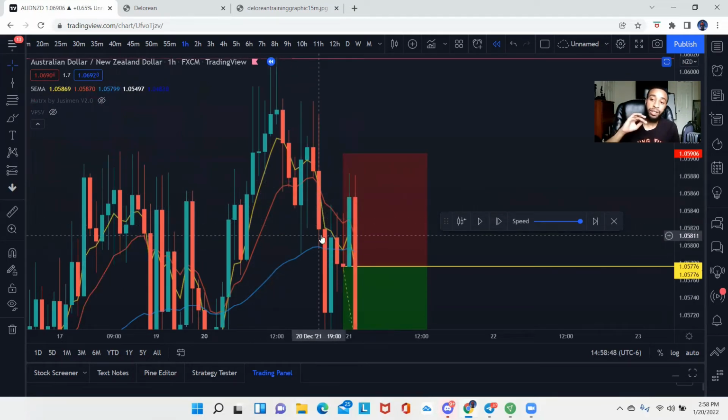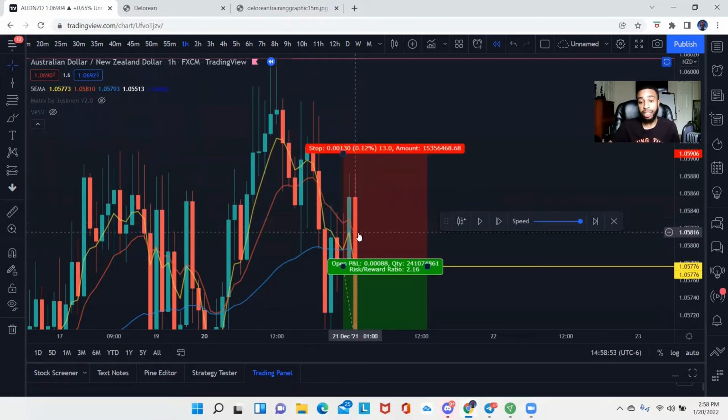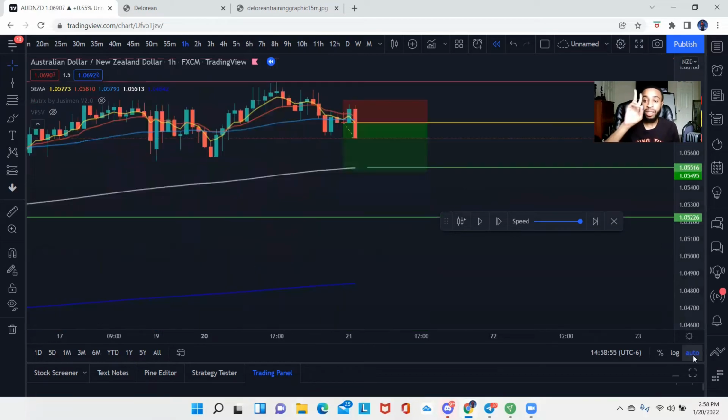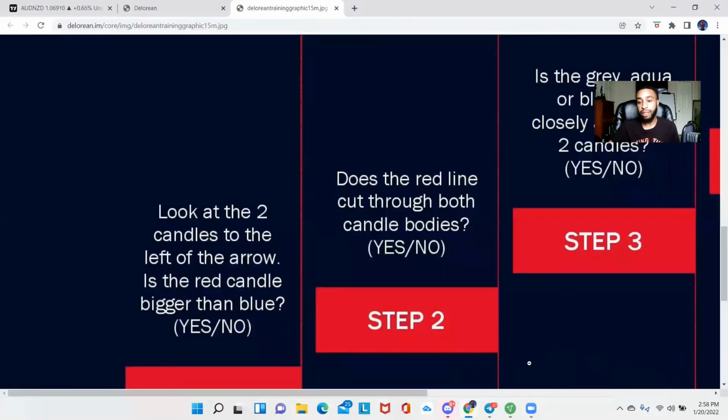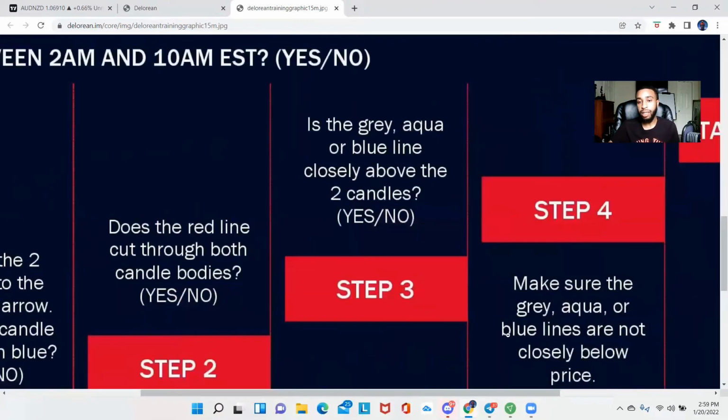So once again, they wanted it to cut through the candle bodies, not the wick. So yes, I would say that this red line definitely cuts between both candle bodies. So what does that mean? Step number 2 is also going to be a yes, okay? Step number 3, see how quickly we can move through this? Is the gray, aqua, or blue line closely above the 2 candles?